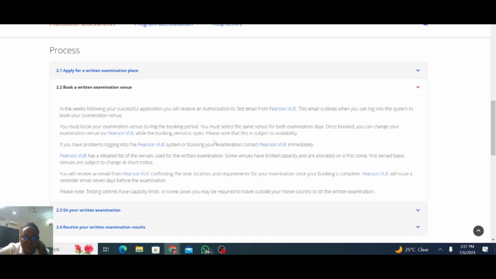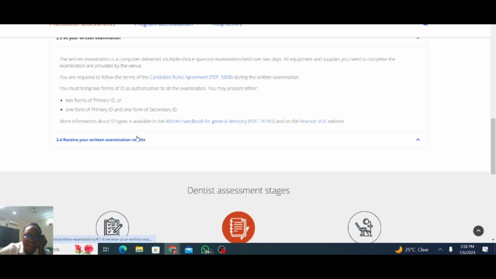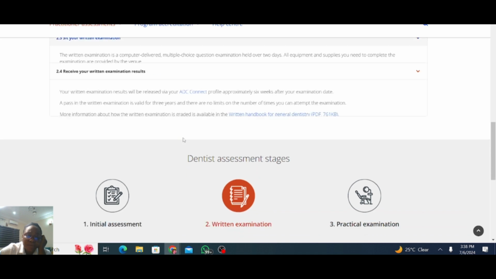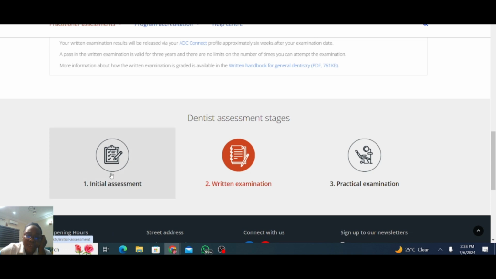So, for those of you that might say, where do I take the exam? Okay. Testing centers have capacity. In some cases, you may be required to travel outside your home country to sit for the written exam. So, you might even travel to Australia for the written exam. It depends. To sit your exam, you must bring two forms of identification. So, to prepare for this exam, you must first of all pass the assessment period. But just be aware that you're going to write a written exam after the assessment.